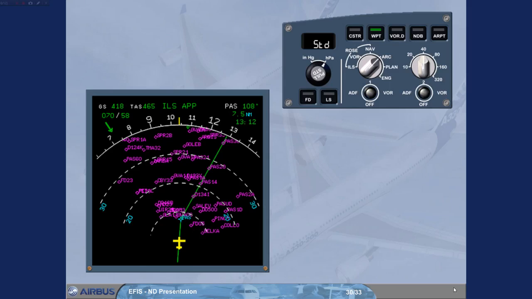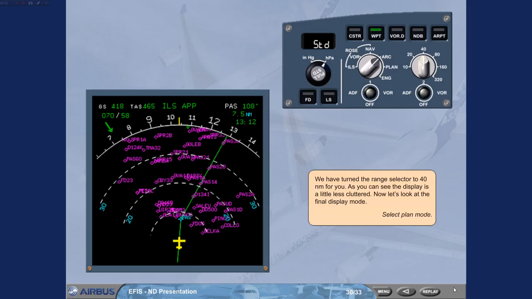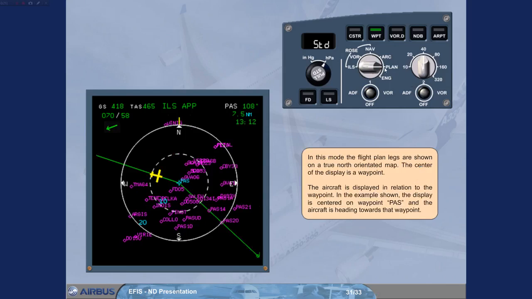Now, let's look at the final display mode. Select plan mode. In this mode, the flight plan legs are shown on a true north oriented map. The center of the display is a waypoint. The aircraft is displayed in relation to the waypoint. In the example shown, the display is centered on waypoint Papa Alpha Sierra, and the aircraft is heading towards that waypoint.